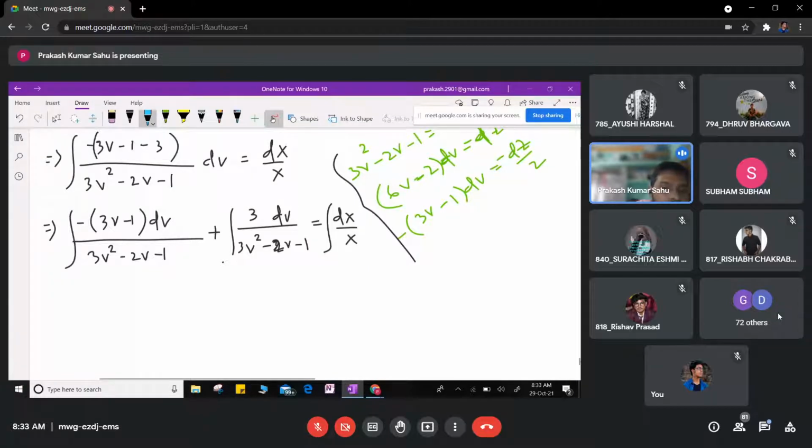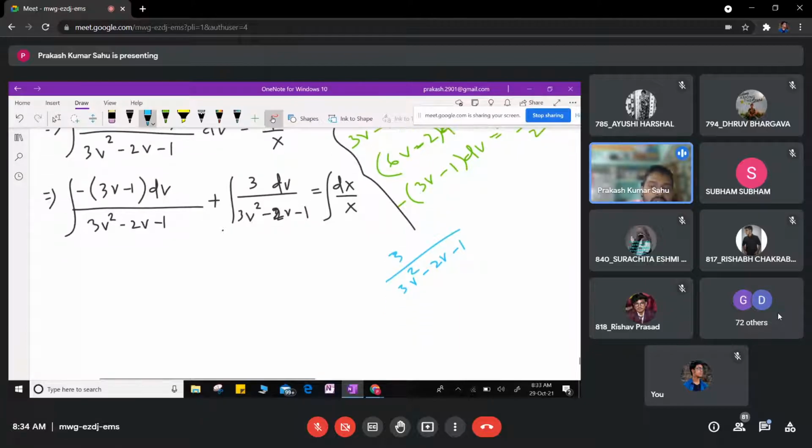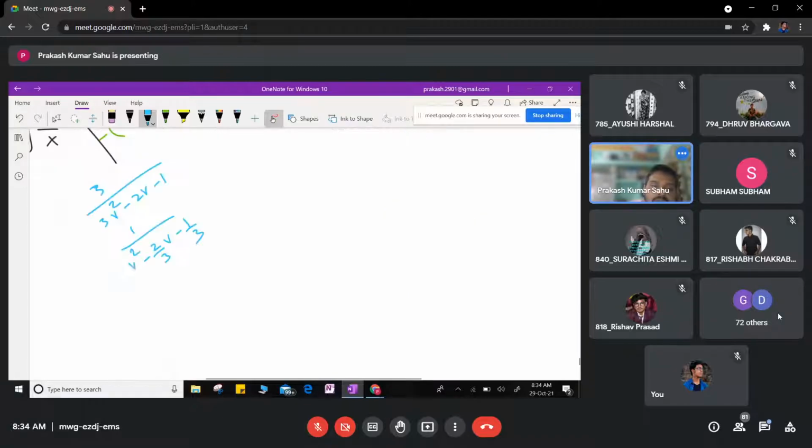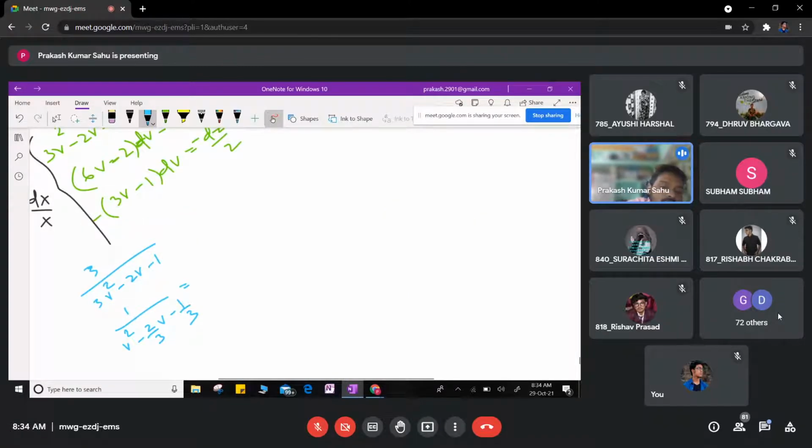If you cancel 3, okay, this is 3 divided by 3v square minus 2v minus 1. ओके, इफ यू कैंसल 3 कैंसल कर दोगे तो ये हो जाएगा, अच्छा, कैंसल कर दोगे तो ये 1 बाई v स्क्वायर माइनस 2 बाई 3v minus 1 by 3. Okay, so again this is equal to 1 by v square minus 2 into v into 1 by 3.